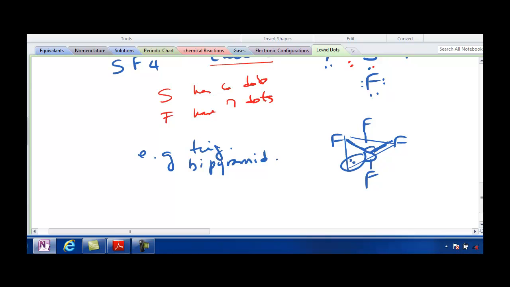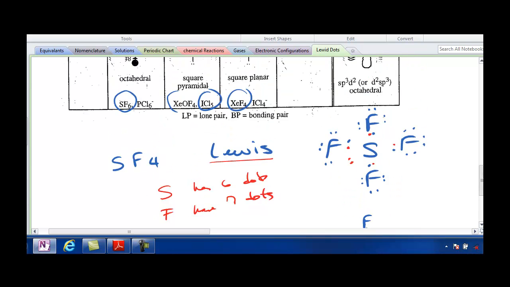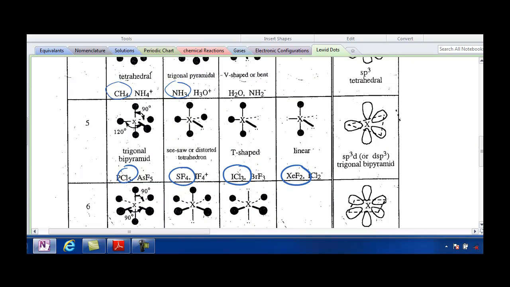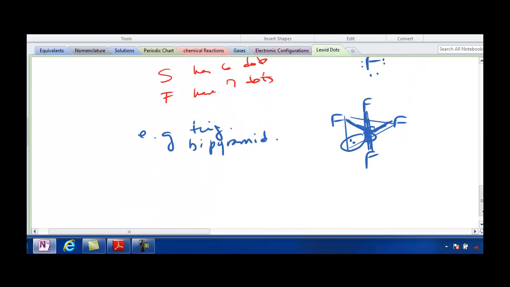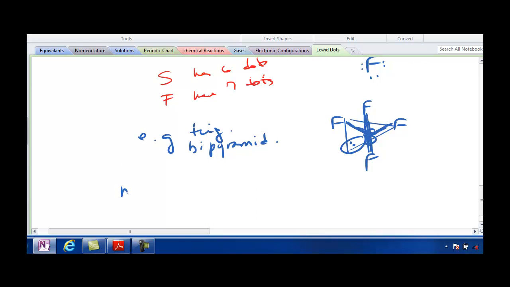This is your seesaw. Okay, so you have your sulfur, fluorine, fluorine, fluorine, fluorine. Electronic geometry, trigonal bipyramid. All of these have trigonal bipyramid electronic geometry. But the molecular geometry is seesaw or distorted tetrahedron.